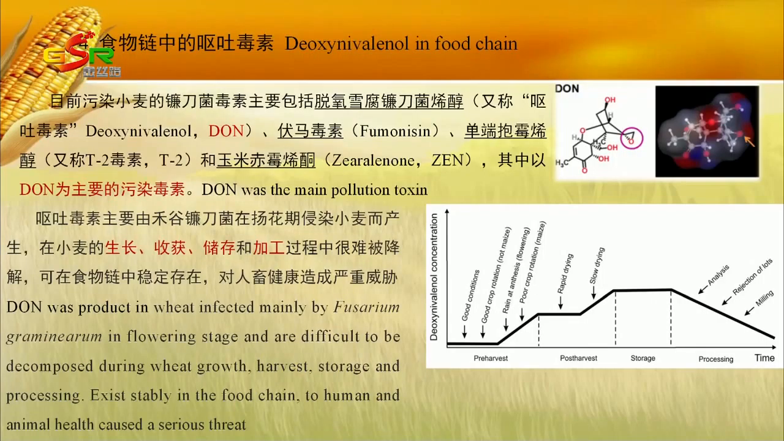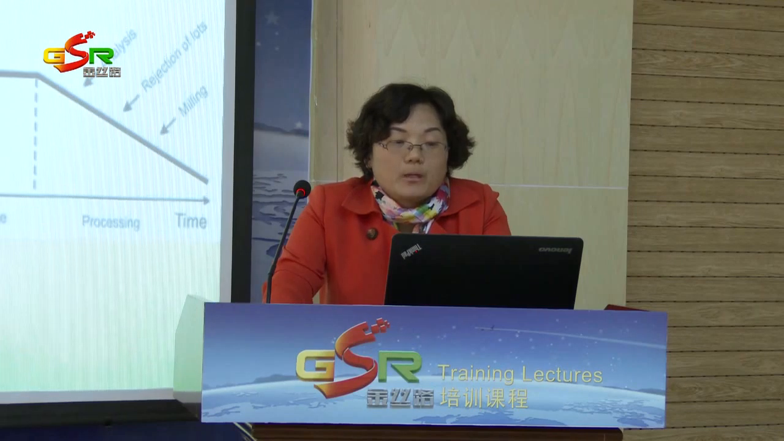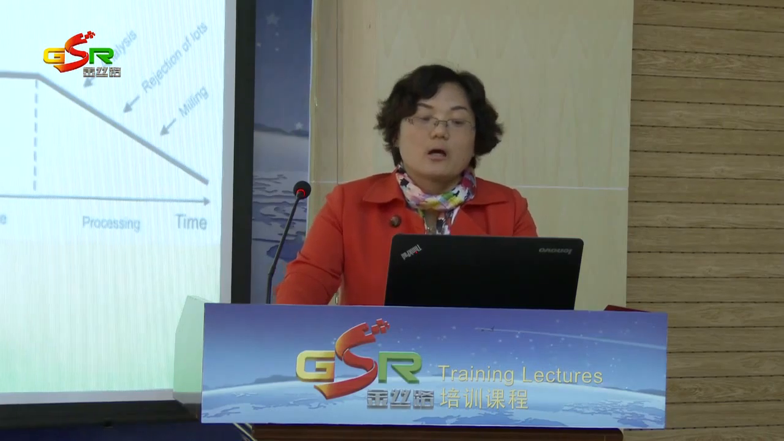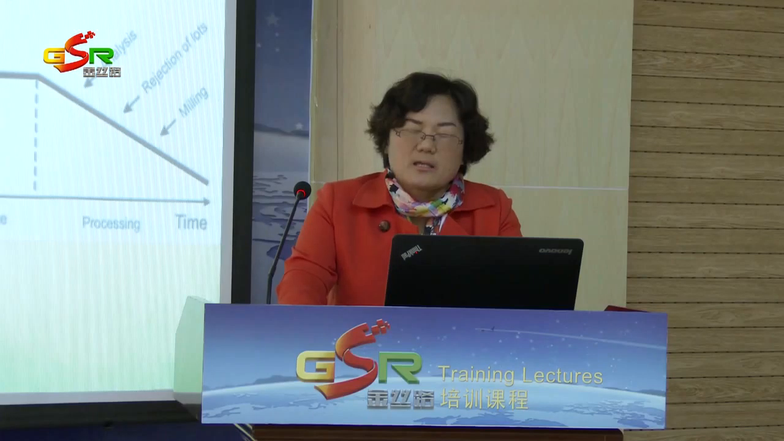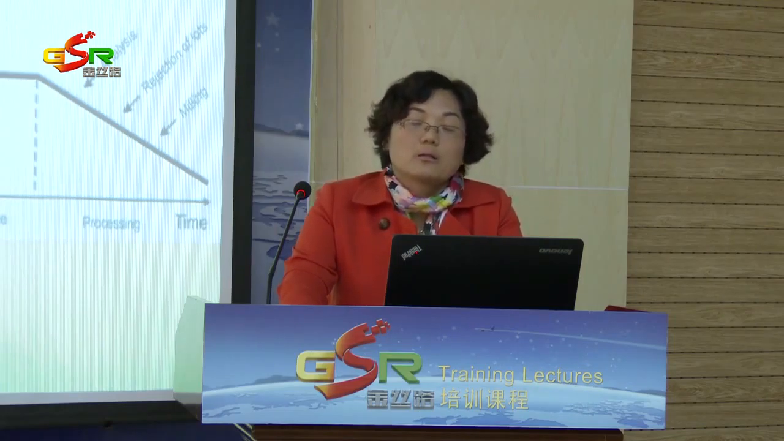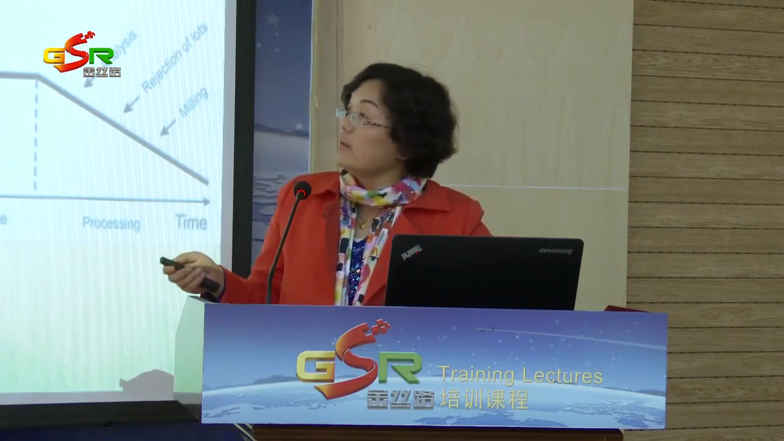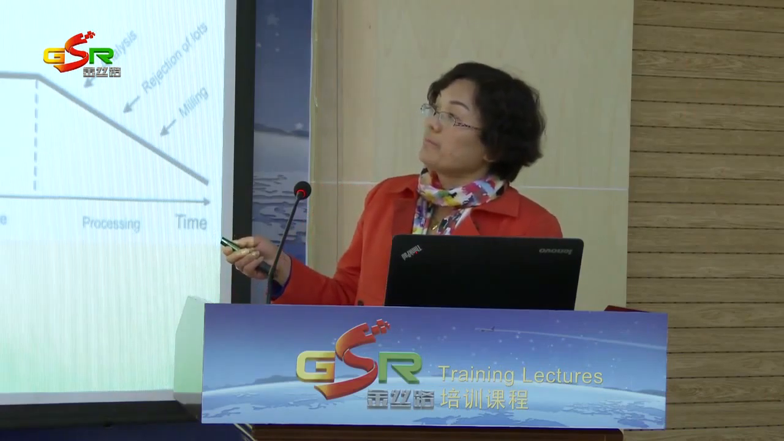Okay, we know another mycotoxin is DON, deoxynivalenol, in food chains. We know now the pollution is this mycotoxin DON, which is from fermentation. Another is zero tolerance. But DON is the main polluting toxin. This is the DON, the main polluting toxin.